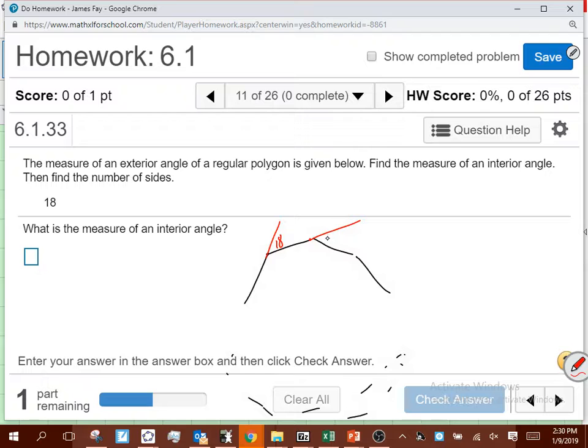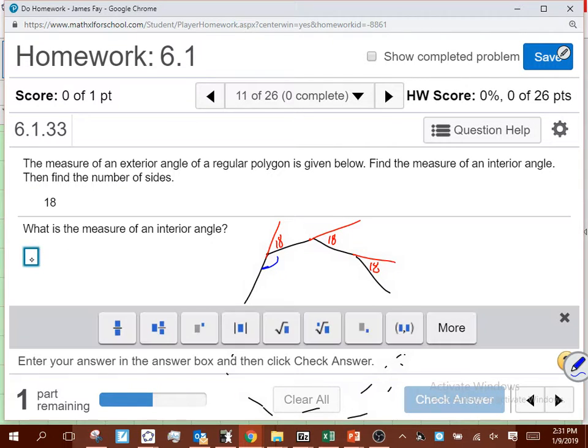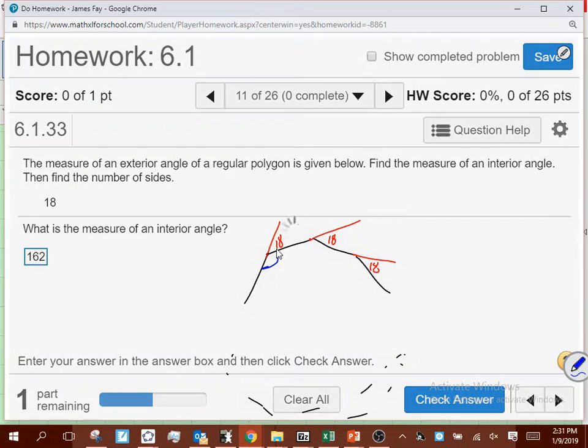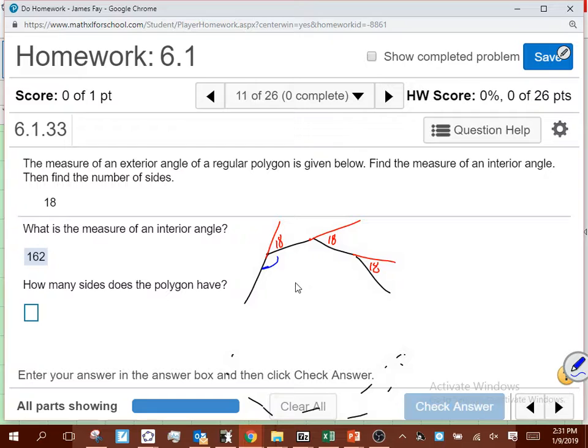But if it's regular, what's that angle right there? 18, and that one is 18. So what is the relationship between that angle of 18 and that angle right there? Supplementary. They're a linear pair. Good. So what is that blue angle going to be? 162. Okay.